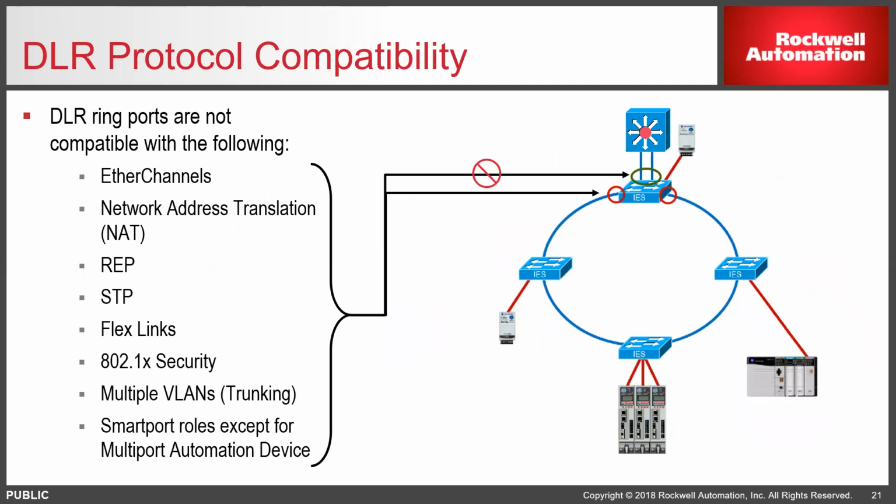DLR ports are not compatible with the following: EtherChannels, network address translation or NAT devices, REP, STP, which is the spanning tree protocol, FlexLinks, 802.1X security, which is an IEEE standard, multiple VLANs, which is set up as VLAN trunking, smart port roles, except for multi-port automation devices. And what this is showing is, as you see on the diagram on the right, you have an X next to what would be considered your EtherChannel or your NAT translation, so where that is used, the DLR ring wouldn't be available to be used.